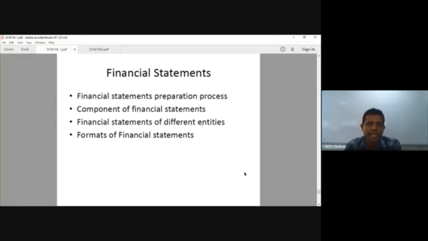LKAS 1 talks about the published financial statements, but when it comes to banks, the Central Bank of Sri Lanka has provided formats for the financial statements. But other institutes have to follow LKAS 1, the preparation and presentation of published financial statements. If it is for internal use, the management accounts, they can have their own format, right?